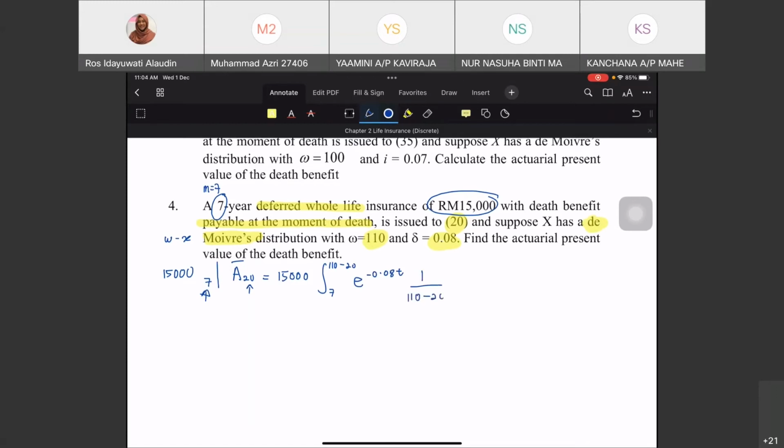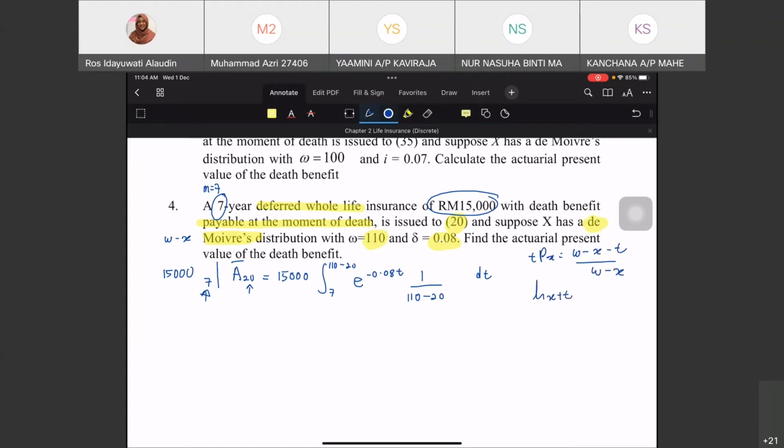110 minus 20 minus t dt. So you have to refer back to what is the tPx for De Moivre's law and what is the mu x plus t for De Moivre's law. tPx times mu x plus t, then we get 1 over omega minus x. Because tPx for De Moivre's law is omega minus x minus t over omega minus x.